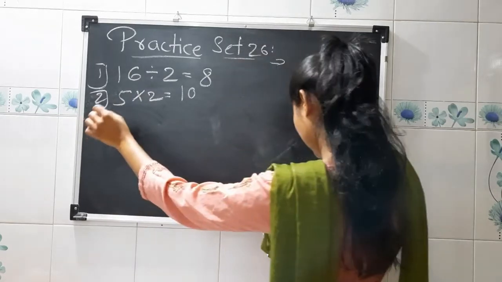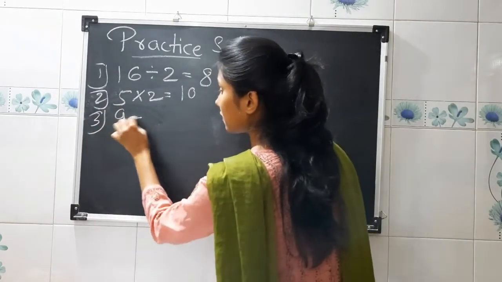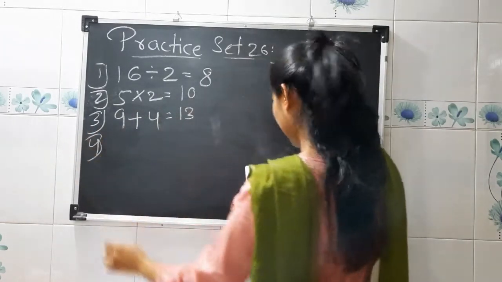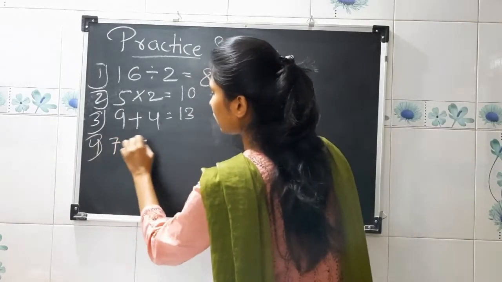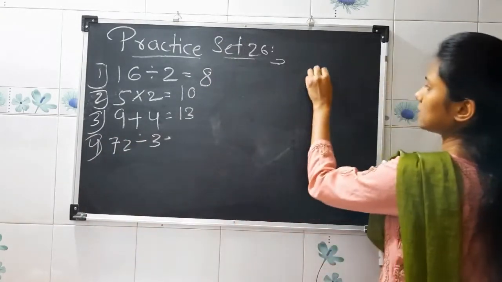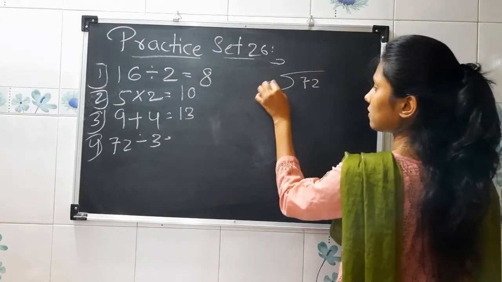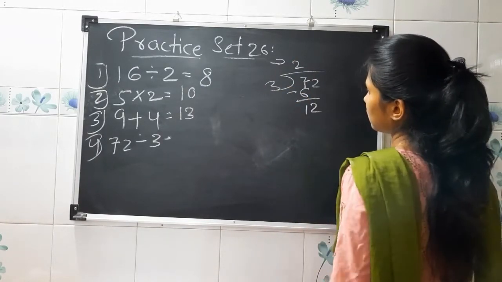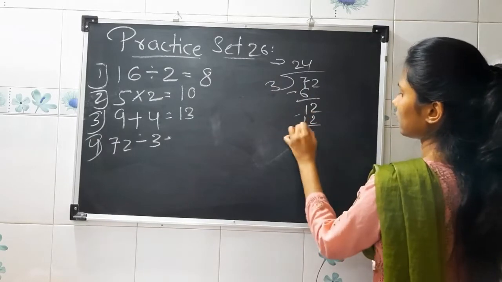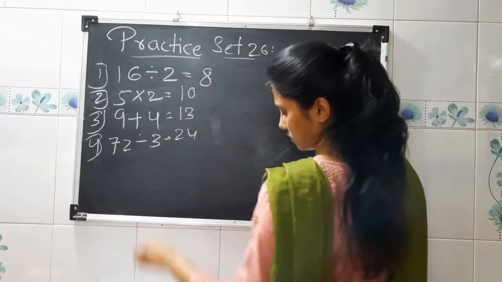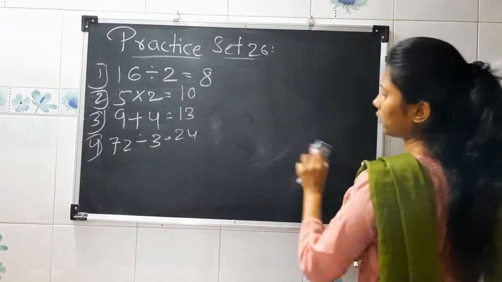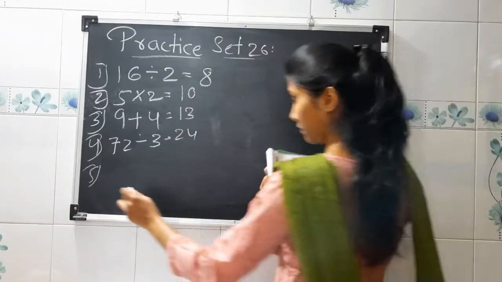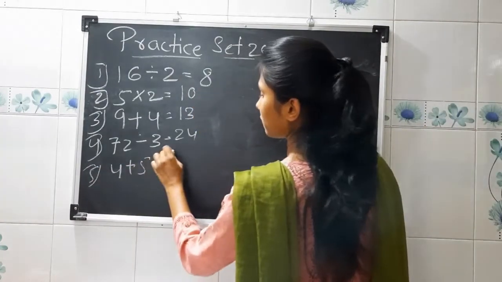Then the third is 9 plus 4. 9 plus 4 is 13. Next is the fourth, 72 divided by 3. Let us see by dividing it, 72 divided by 3. So 3 2s are 6, and 3 4s are 12. So we got the answer 24. So 72 divided by 3, we got the answer 24. Okay. Then fifth, 4 plus 5. 4 plus 5 is 9.